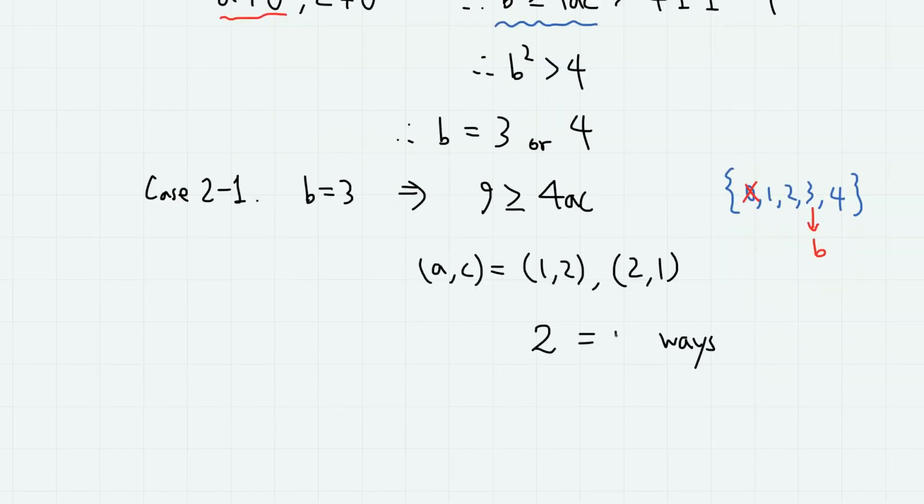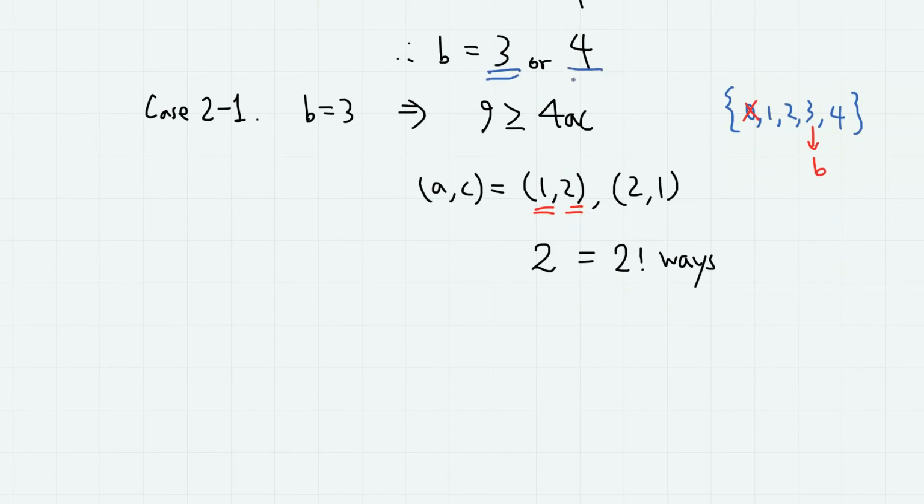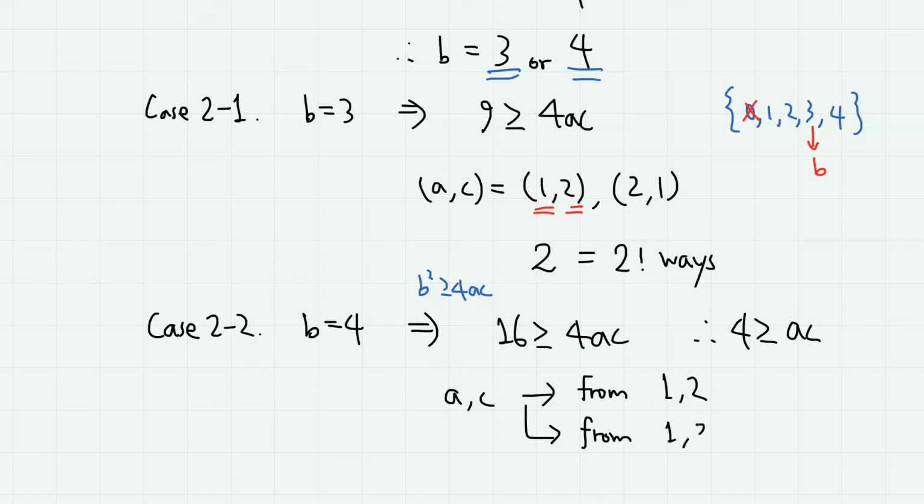More precisely, there are 2 factorial ways, the number of arrangements of 2 different elements. So we have handled this case. Now let's move on to this case. When b equals 4, the discriminant condition becomes 16 is equal to or greater than 4ac. Therefore, 4 is equal to or greater than ac. Therefore, a and c must be 1 and 2 or 1 and 3.